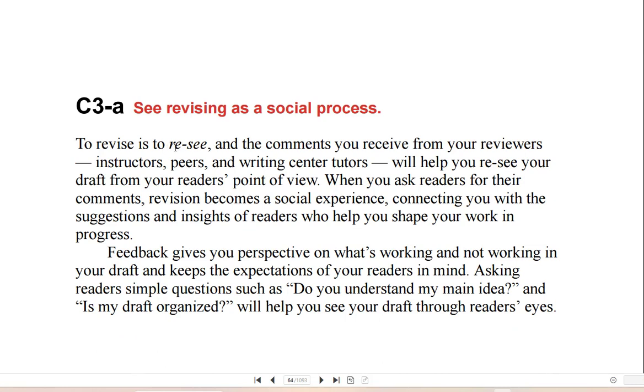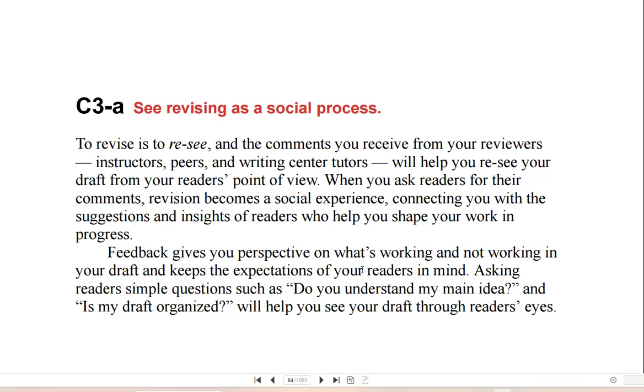To revise is to re-see, and the comments you receive from your reviewers, instructors, peers, and Writing Center tutors will help you re-see your draft from your reader's point of view. When you ask readers for their comments, revision becomes a social experience, connecting you with the suggestions and insights of readers who help you shape your work in progress.